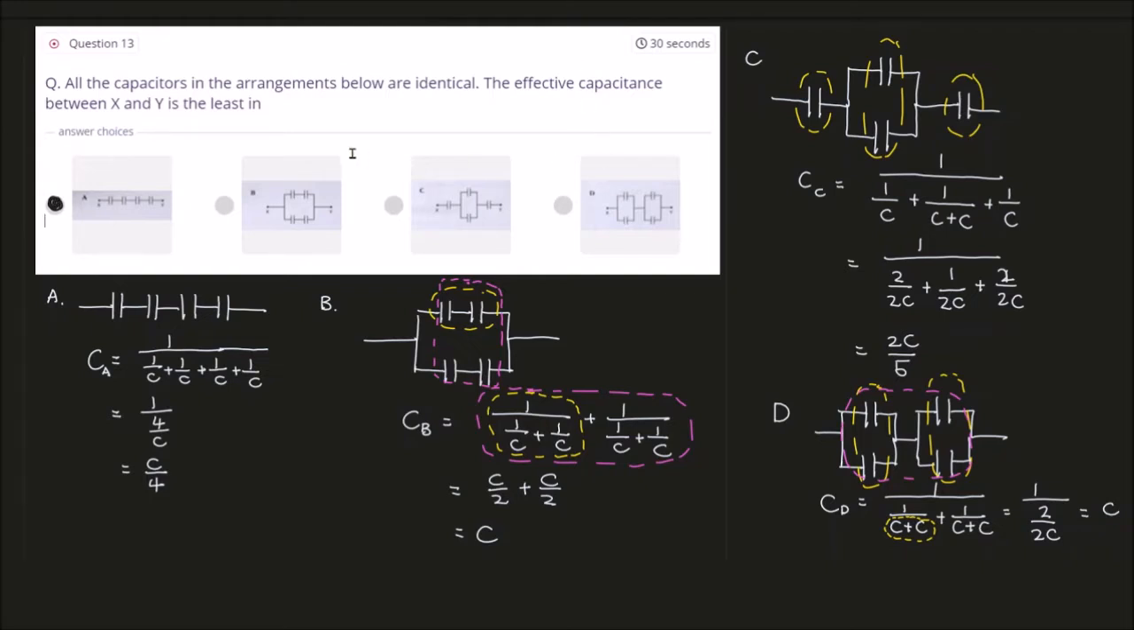Oh, before we move on, if we add capacitors together in series, the effective or equivalent capacitance will be decreasing. If the capacitors are connected in parallel, then the capacitance will be increasing as you just sum them up. Okay, so that's the idea behind connecting capacitors in series and parallel. That's all for question 13.